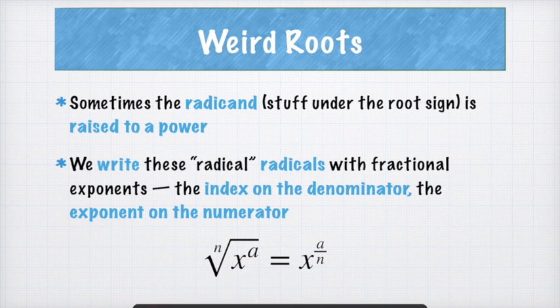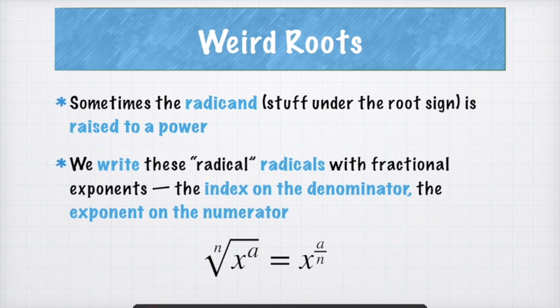Let's take a look at an example here. So we have our index n, and we have our radicand, which is x to the a. So we can rewrite that as x to the a over n. So the exponent of the radicand goes in the numerator. The index of this expression, that n, goes in the denominator.